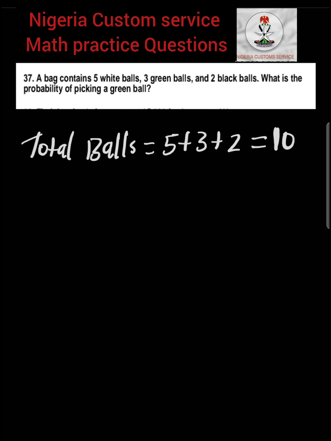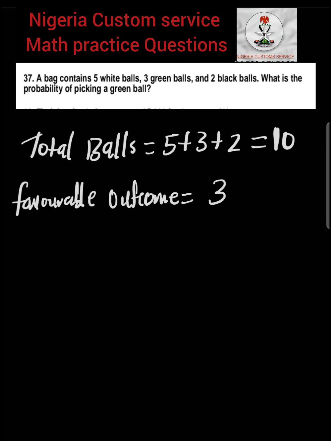The question went further to say, what is the probability of picking green balls? So therefore, our favorable outcome is going to be on green. And the total number of green is 3. So to get a probability now, we're going to divide the number of favorable outcomes by the total number of balls. This is going to be 3 divided by the total number of balls, which is 10. And 3 divided by 10 is going to give us 0.3.